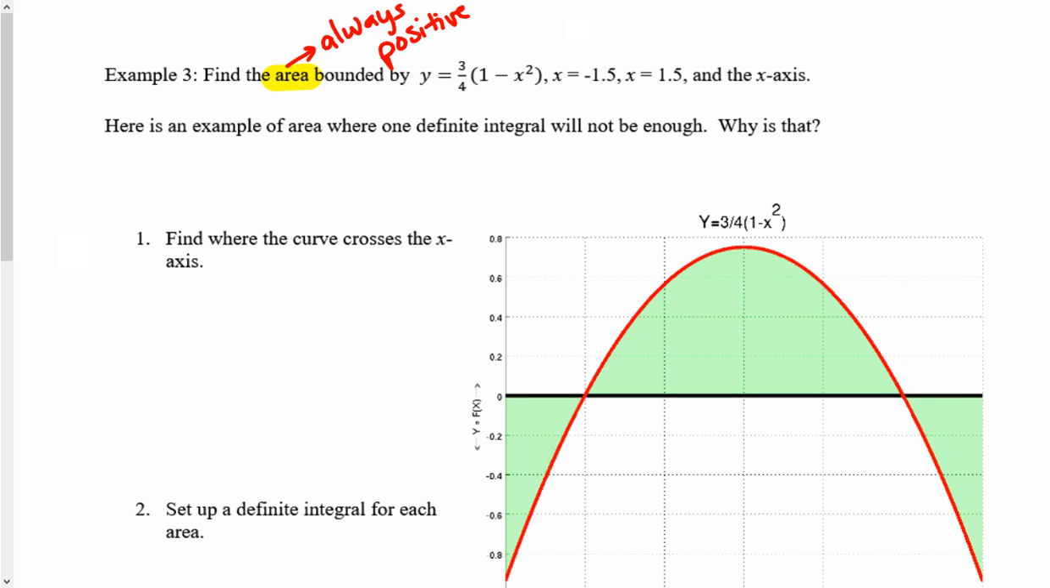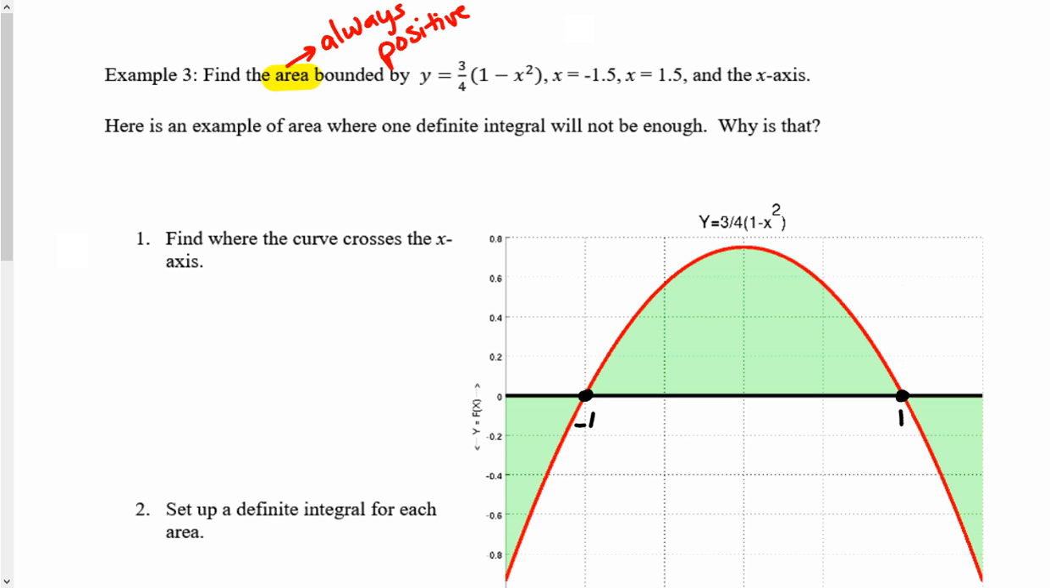So step 1 is going to be to find where the curve crosses the x-axis. Now I have a beautiful graph here to help me. The points where the curve crosses the x-axis are here and here. That value is at negative 1, and this is at 1.